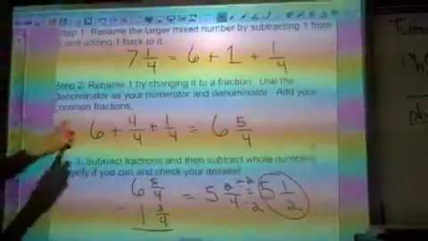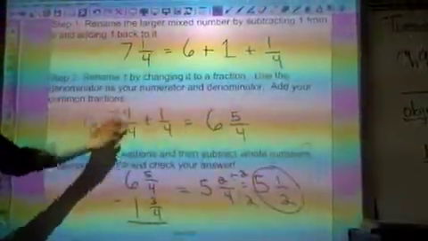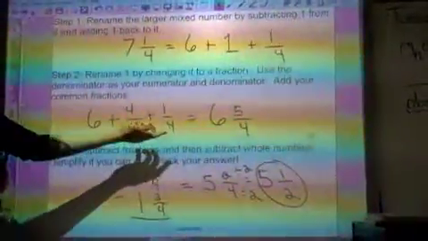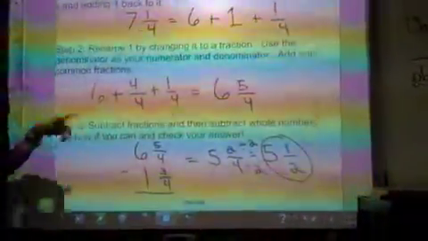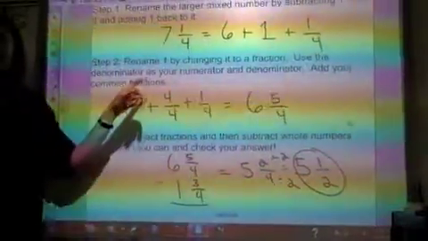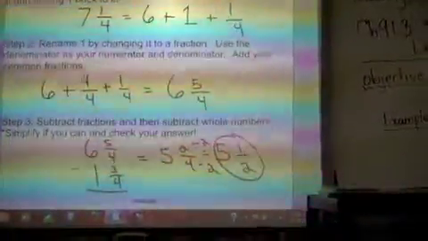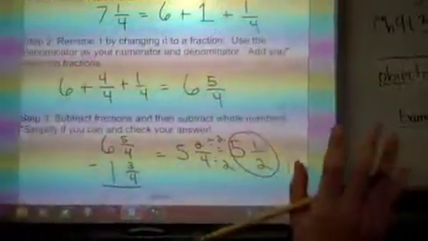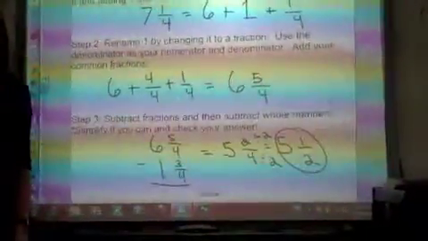So now, the last part is add your common fractions. Well, these are my common fractions. I have common denominators, so I add straight across. So 4 plus 1 is 5. So I get 6 5/4. Now, smarty pants out there, who can tell me what 5/4 is? Thank you, Caitlin, for raising your hand. What kind of fraction is 5/4? Oh, it is an improper fraction. Very good. It is an improper fraction.